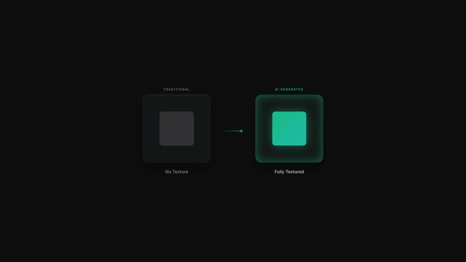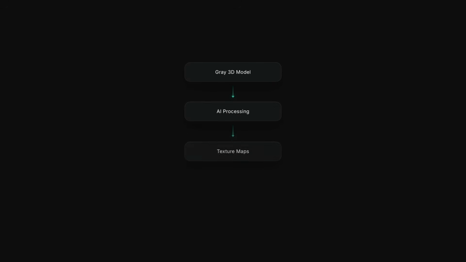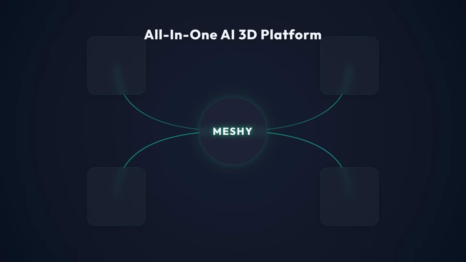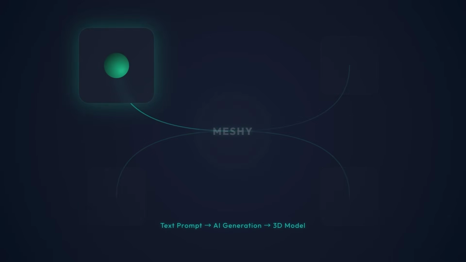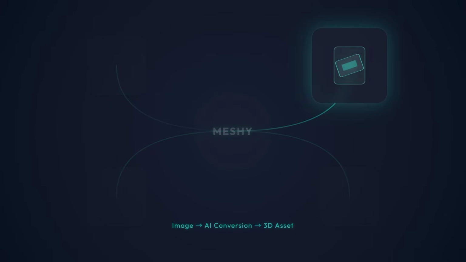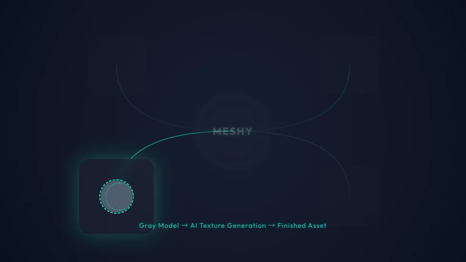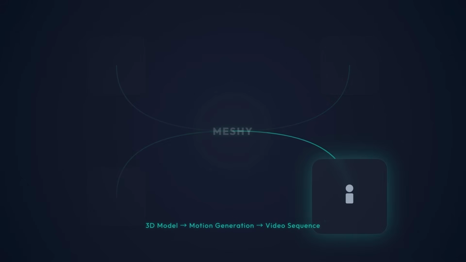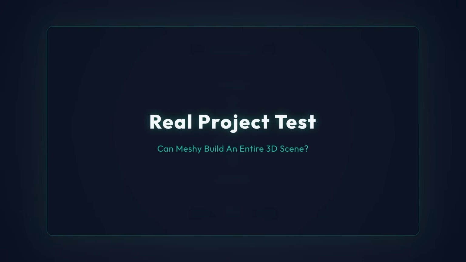An AI texture generator is a tool that automatically creates and applies textures to 3D models using AI, reducing much of the manual texturing work traditionally required in 3D workflows. Meshy combines several capabilities in one platform. It can generate 3D models from text prompts, convert images into 3D assets, create textures, and now even animate generated models using its 3D to video feature. Let's see how that works in practice.